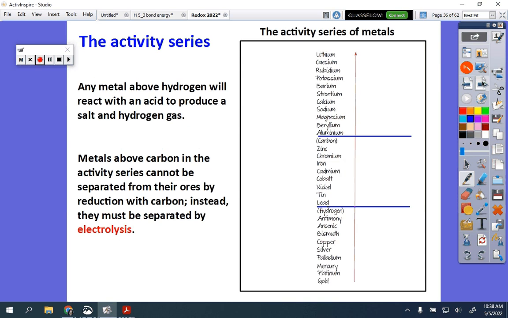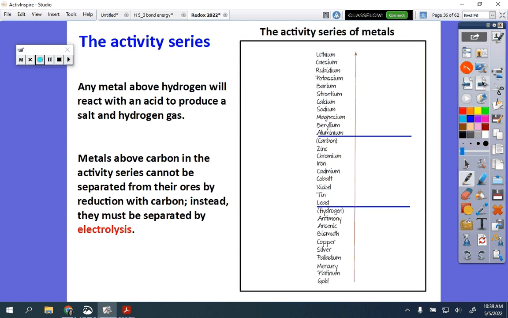Hydrogen is down here. Anything above hydrogen will react with acids to produce hydrogen gas. Remember, we talked about one of the characteristics of acids is that they react with metals to produce hydrogen gas. Only the ones above hydrogen in the activity series will do that. We'll talk about why in a minute.